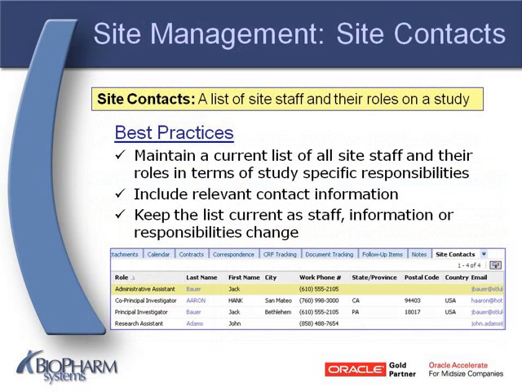Site management, site contacts. For each site associated with a protocol, be sure to maintain a current list of all site staff and their roles in terms of study-specific responsibilities. Include relevant contact information, such as addresses, phone, and fax numbers, as well as email addresses. And be sure to keep the list current as staff, information, or responsibilities change. We also encourage you to track the start and end date for site contacts in reference to their trial participation.